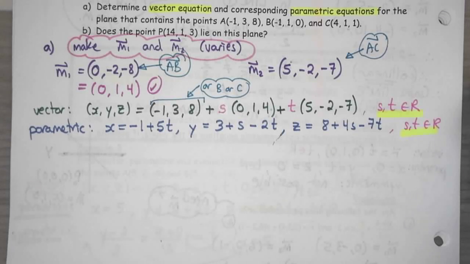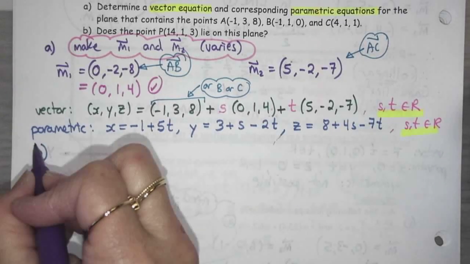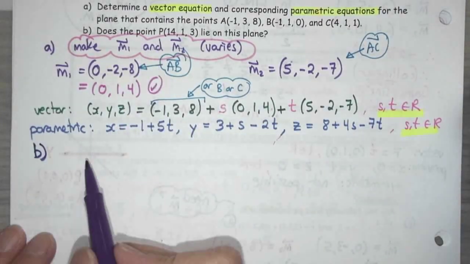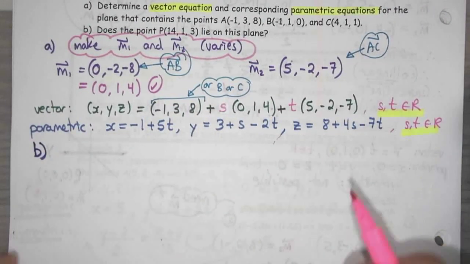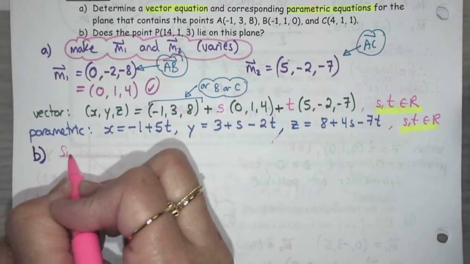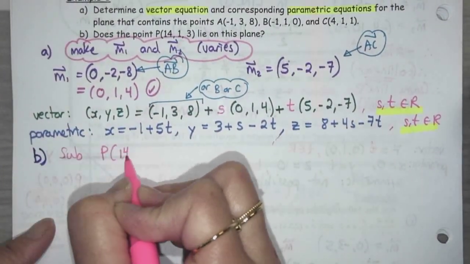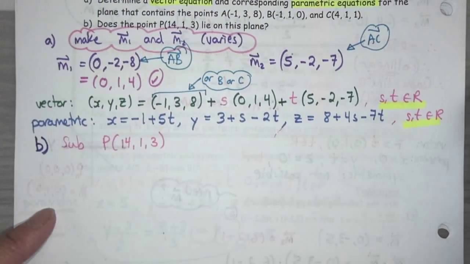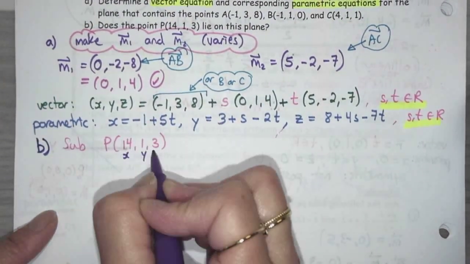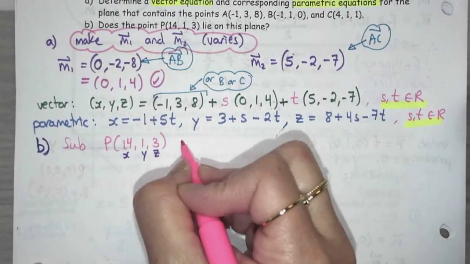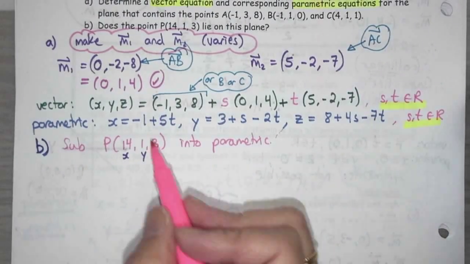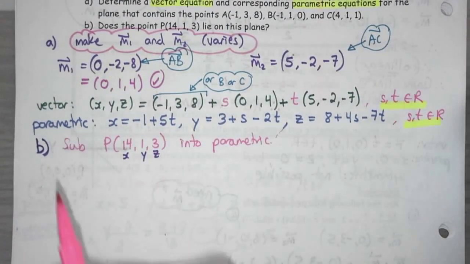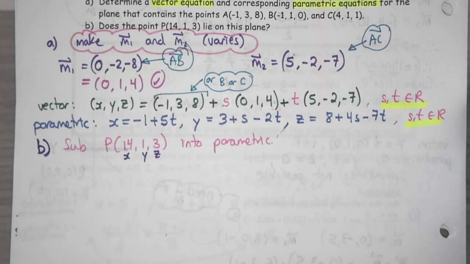Our process here is we're going to substitute P, 1, 4, 1, 3 as the x, y, and z into the parametric, into your parametric form. I'm just going to write what I'm thinking. So I'm subbing this point into my parametric form.